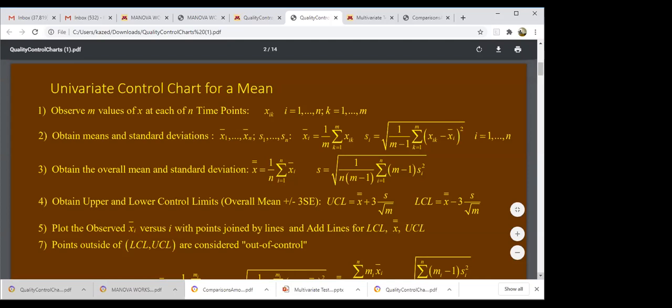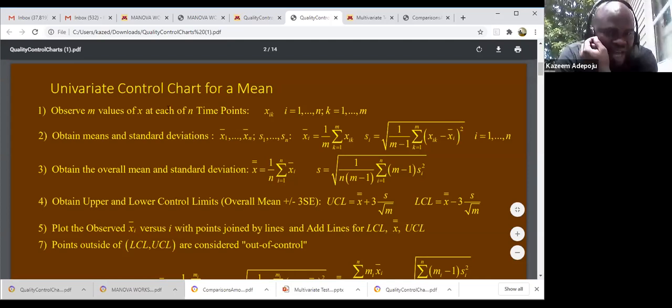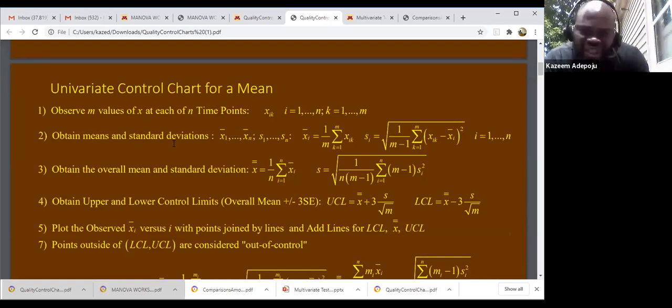Yes. Okay, so for a univariate control chart for a mean, we need to observe n values of x at each time point. Then we're going to obtain the mean and the standard deviation. Of course, we're going to have several means and several standard deviations. Say we collect a sample of our product from within the month of January. We find the mean for that.